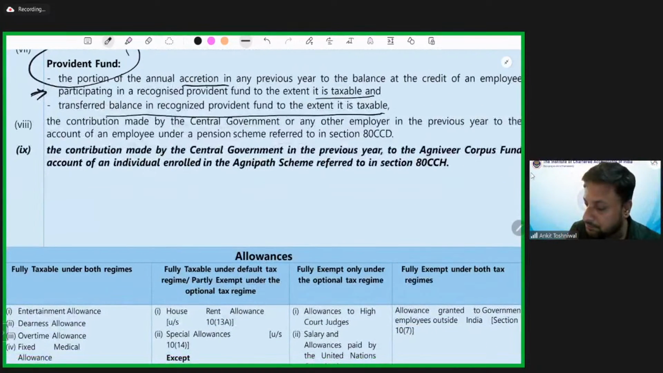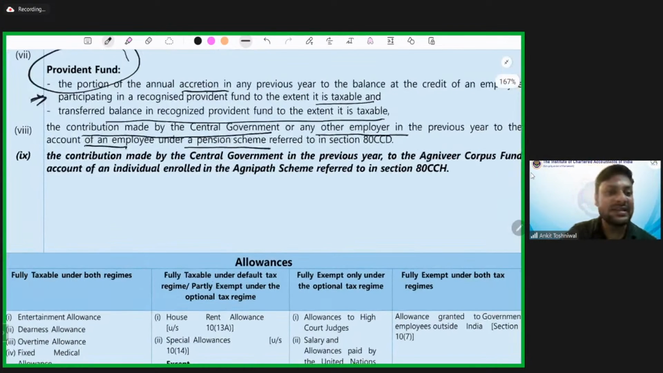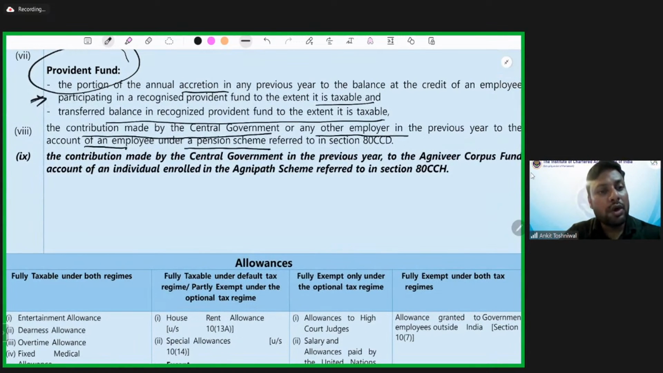Now the last one. Sorry, second last one. The contribution made by the central government or any other employer in the previous year to the account of the employee under the pension scheme. There is a pension scheme under section 80CCD. So if a government or any employer makes any contribution to that scheme, that will also go under the head salary.